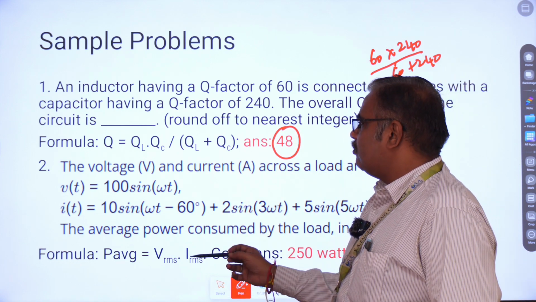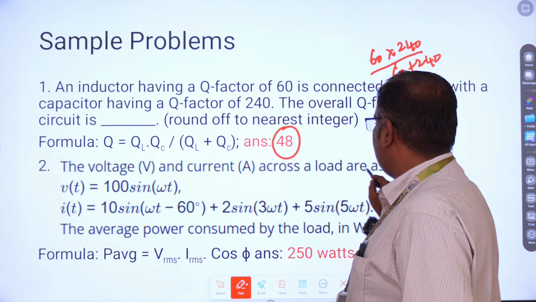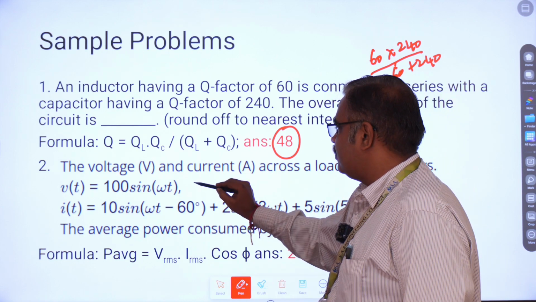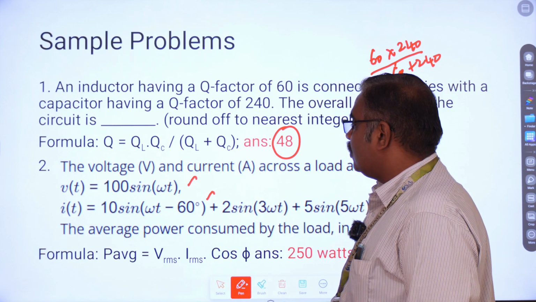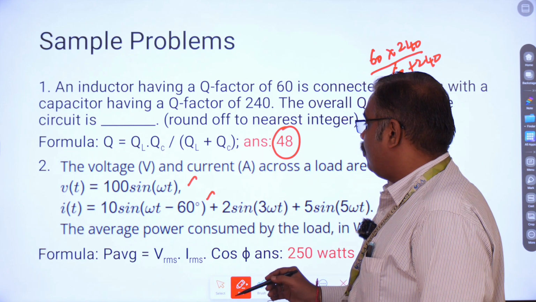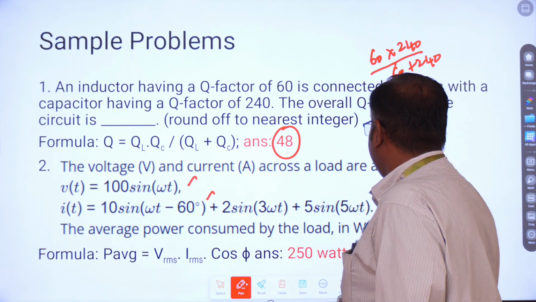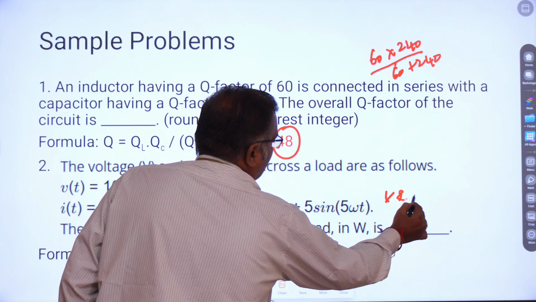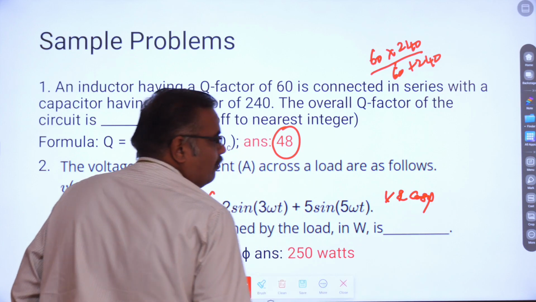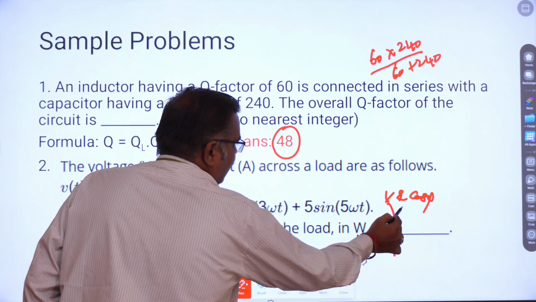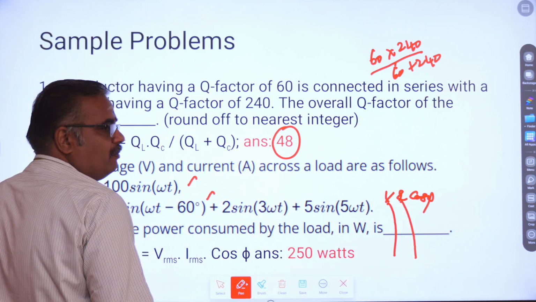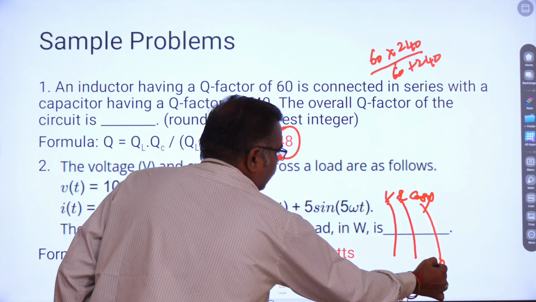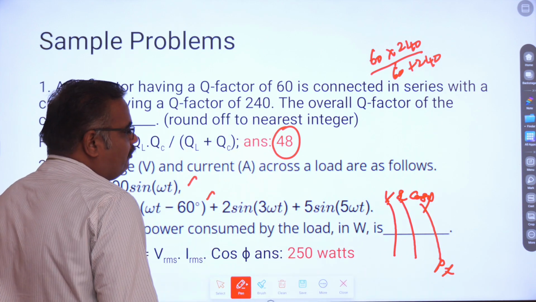Now, the next problem is: voltage and current across a load are as follows. Here V of t is given, I of t is given. This is the voltage and this is the current. Now we have to find the average power. We know that average power is given by VI cos phi. This is the average power formula. Here V is nothing but VRMS, I is nothing but IRMS, and of course, cos phi is nothing but the power factor value.